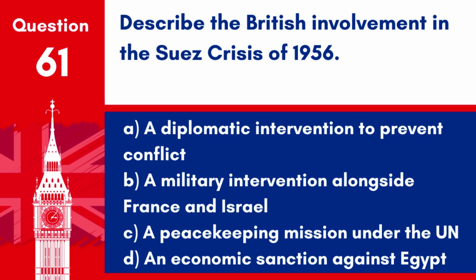Answer. B. A military intervention alongside France and Israel. The British involvement in the Suez Crisis of 1956 was a military intervention carried out in conjunction with France and Israel, aimed at regaining Western control of the Suez Canal and removing Egyptian President Nasser from power.